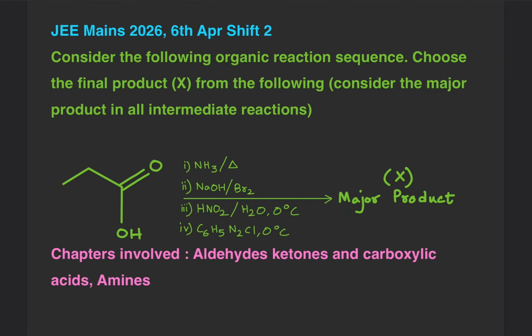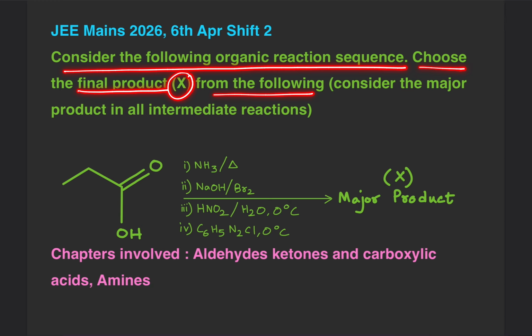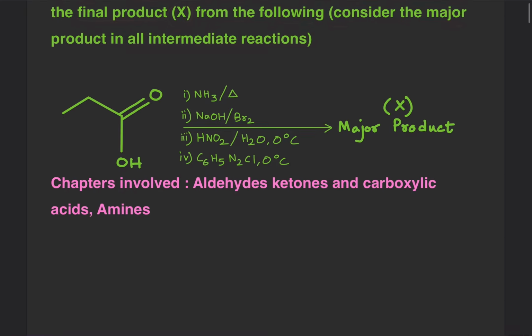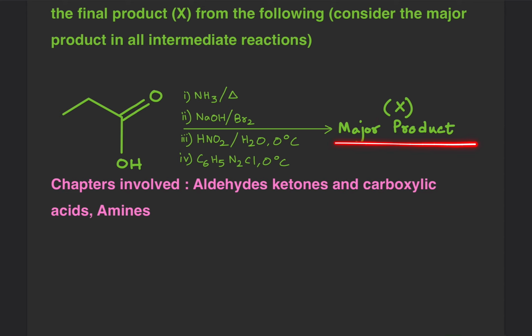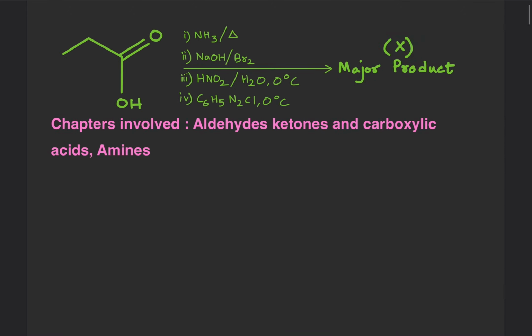Hello everyone. So this is a question from JEE Mains 2026, 6th April Shift 2. Consider the following organic reaction sequence. Choose the final product X from the following and consider the major product in all the intermediate reactions. So this is our starting compound and we are subjecting it to a few reagents and then we are getting major product X. So we have to determine the structure of X. The chapters involved are aldehydes, ketones, carboxylic acids and amines.